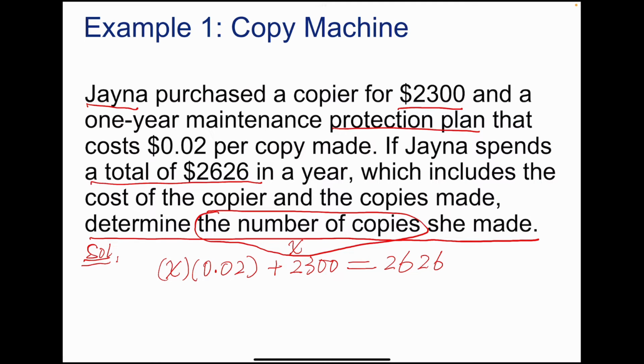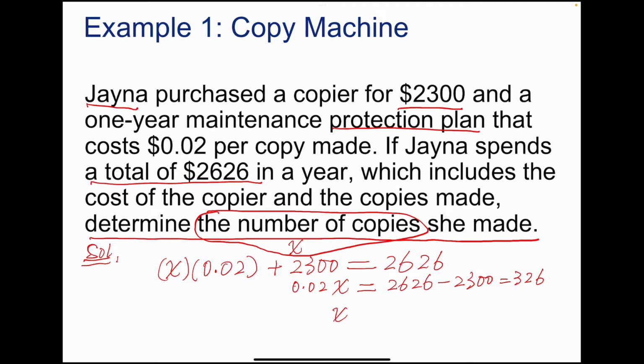And then what's left is just solve this equation. It shouldn't be difficult, right? First, you subtract 2,300 from both sides. So you would have 0.02x on the left-hand side and 26 minus 2,300. And this, of course, if you do mental math here, it should be 326, okay?